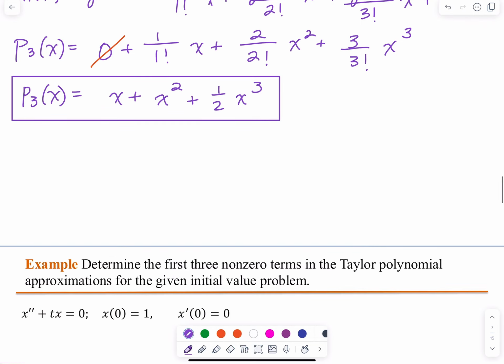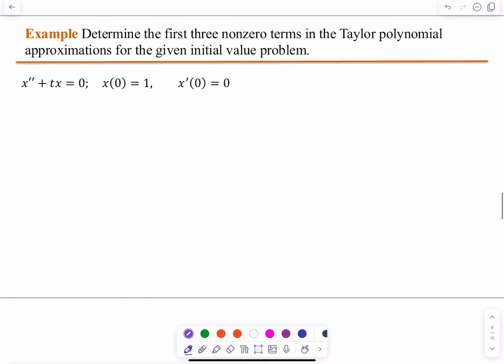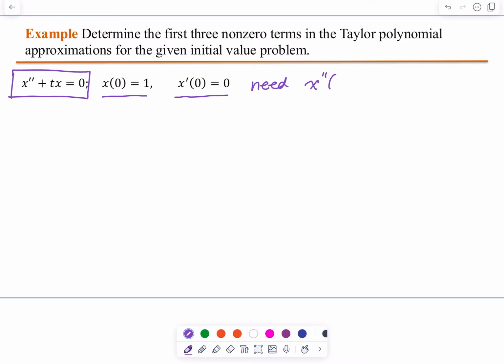Okay, let's take a look at our next problem. Determine the first 3 non-zero terms in this Taylor polynomial approximation for the given IVP. So here we have our equation, and as you can see, we were already given x of 0, x prime of 0. Of course, we know that our x naught is equal to 0, but we are going to need x double prime of 0, x triple prime of 0, and maybe some more, okay?